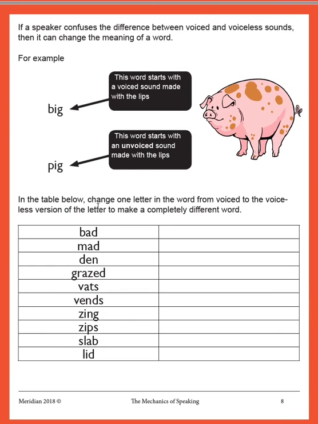It's quite important to be able to tell the difference between a voiced and a voiceless sound because it does give the word a different meaning. Big and pig. The letter P is voiceless and the letter B is voiced. If you mix them up, then you'll have different words. So pig starts with an unvoiced sound. It's made still with the lips, just like the letter B, but the B is voiced.